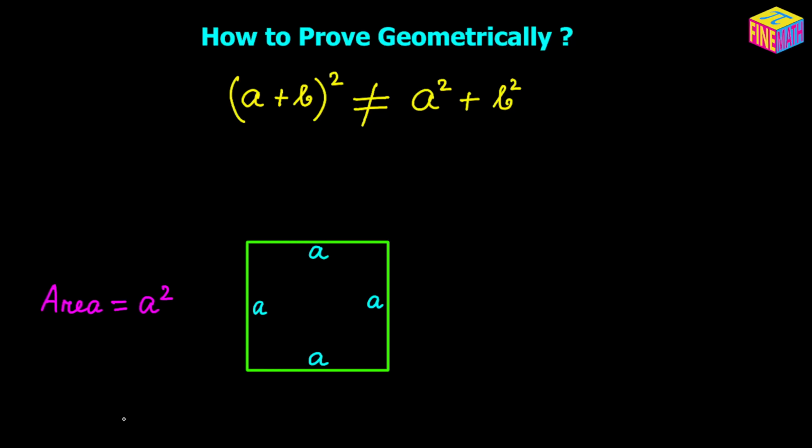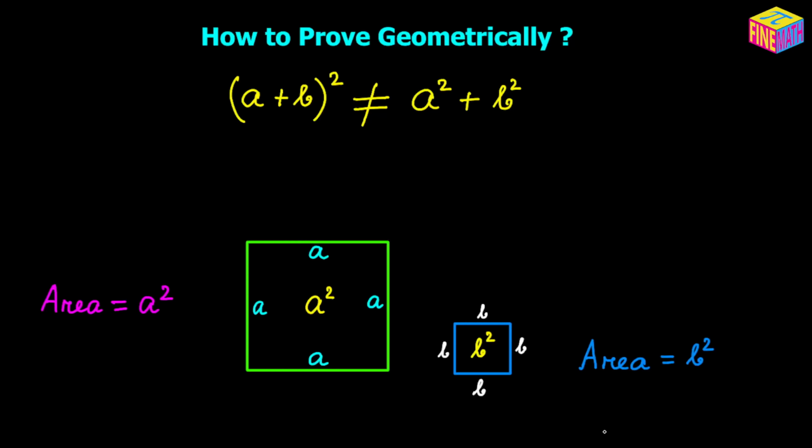Now let's assume that we have another square whose side length is b. So the area of this small square would be b squared. Let me write it like this. Inside the bigger square, I am going to write a squared to indicate that its area is a squared. And the area of the smaller square would be b squared. I am just writing in the middle of it.